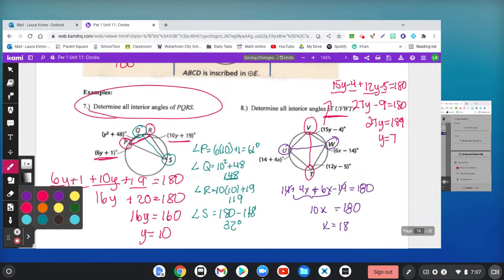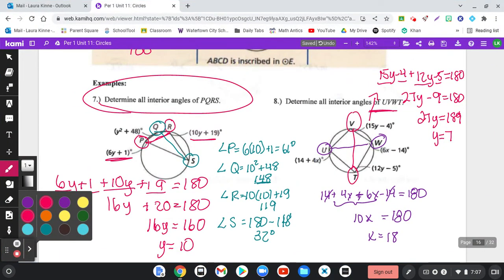I'm just out of room. But you would, again, plug the y in wherever you see a y, and you'd plug the x in wherever you see an x to find those four angles.